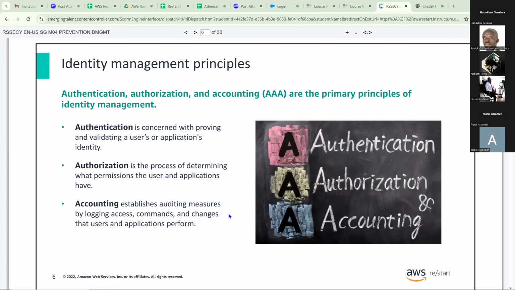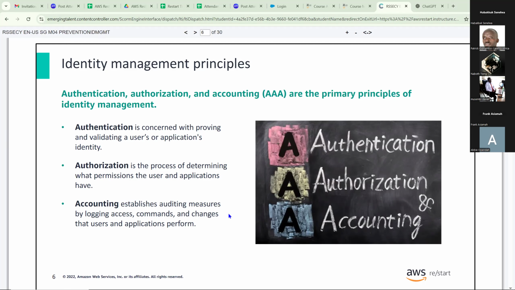Okay? So when it comes to accounting, we are trying to establish auditing measures by logging access, commands, and changes that users and applications perform. Just to show you that indeed, whatever things that we are teaching you builds up to what we are talking about right now. Remember, when we were talking about Linux, we told you that there is a way you can run a command to see the history of all the commands that have been run in a system by a given user.